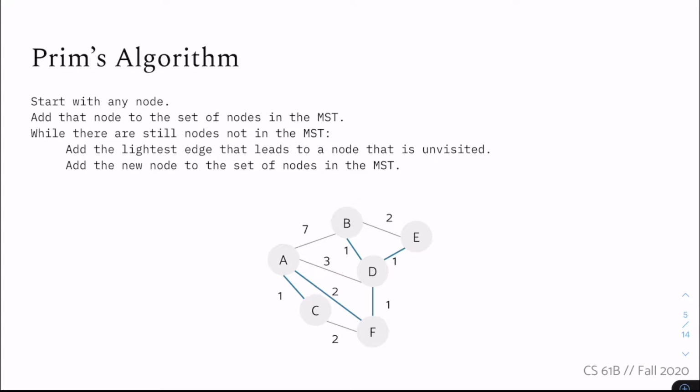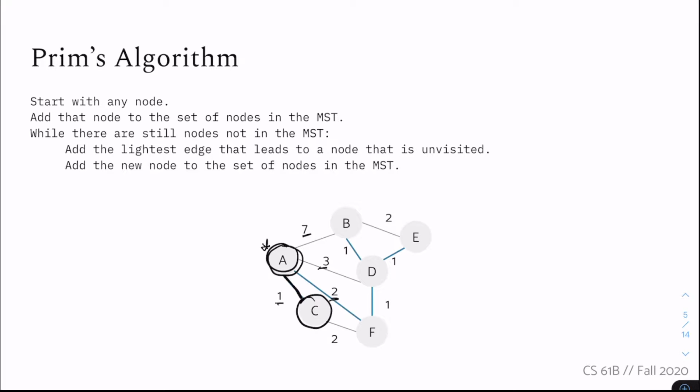The way Prim's algorithm works is you start with the nodes. Let's say we start with A. From this node, we find, okay, what is the smallest edge leaving this node? And so we see 1, 2, 3, and 7. And obviously you see that 1 is the lightest. So we're going to go here, and we're going to also include C in our MST.